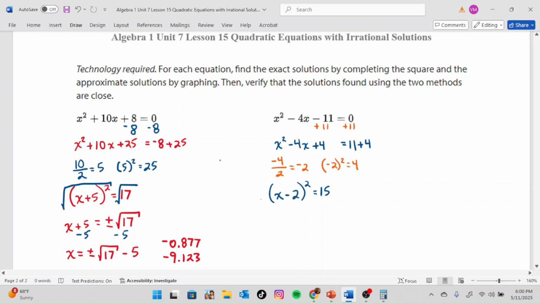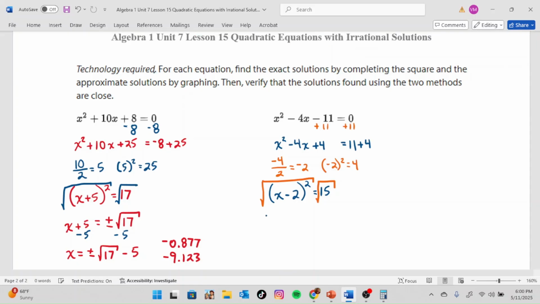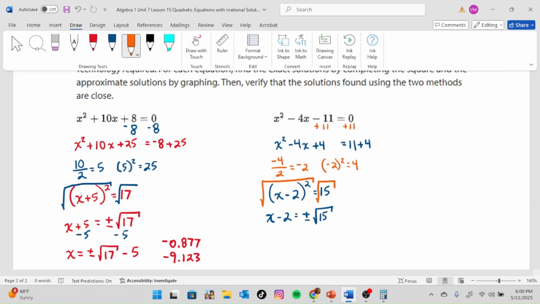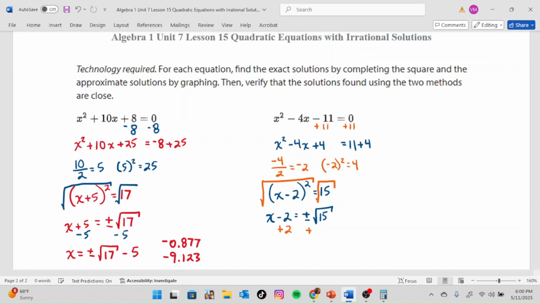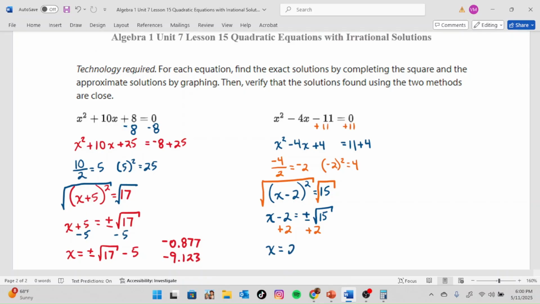Once we have this, we're going to take the square root of both sides. On the left side, the square root and the exponent of 2 cancel each other out, and we're left with x minus 2. On the right side, since 15 is not a perfect square, we end up with plus or minus the square root of 15. Now, the opposite of minus 2 is plus 2, so we're going to add 2 to both sides, and that gives us x equals 2 plus or minus the square root of 15.